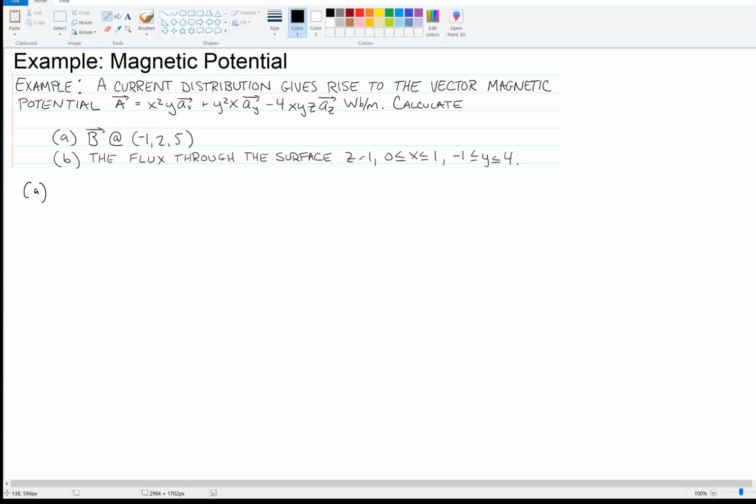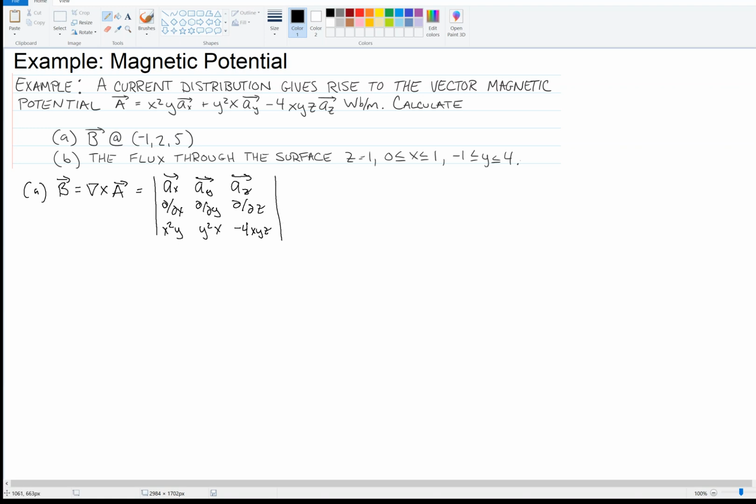So we're looking at the flux density at a certain point in space. Let's remember that the flux density is the curl of the magnetic vector potential. Alright, so I'm going to set this up. This is the determinant of ax, ay, az. Then the del operator is d dx, d dy, dz, like that. And then the vector magnetic potential is x squared y, y squared x, and a minus 4xyz.